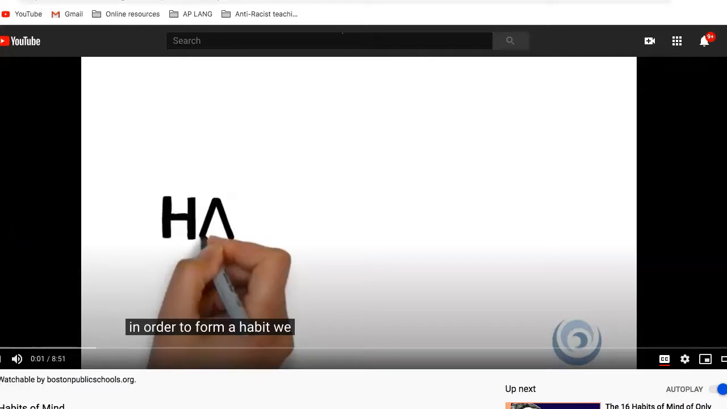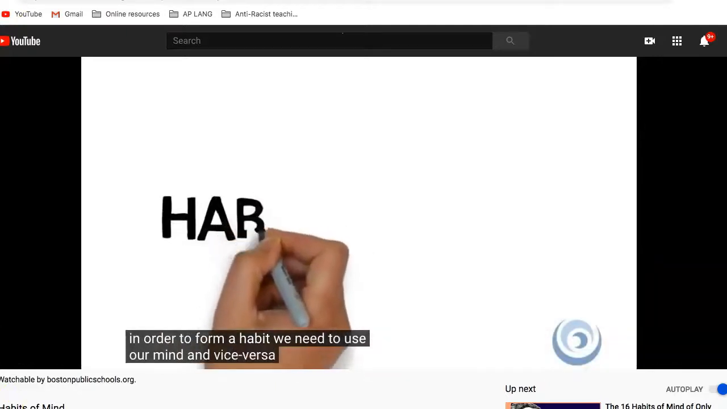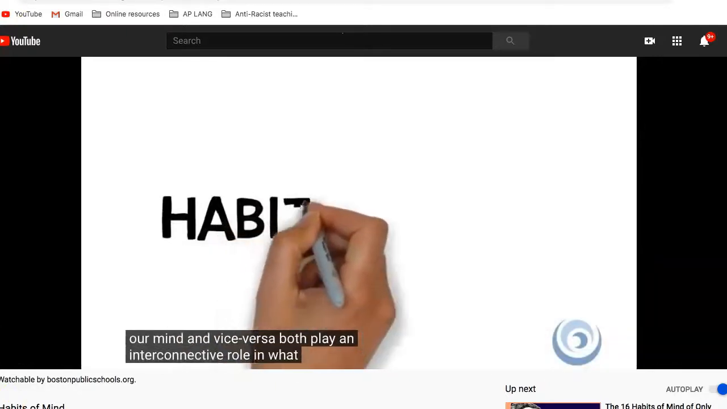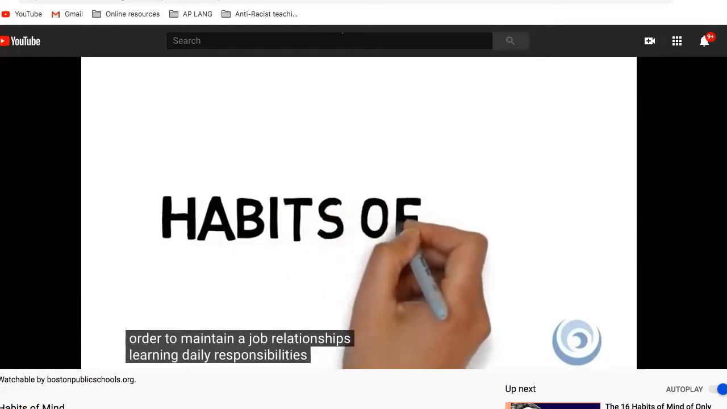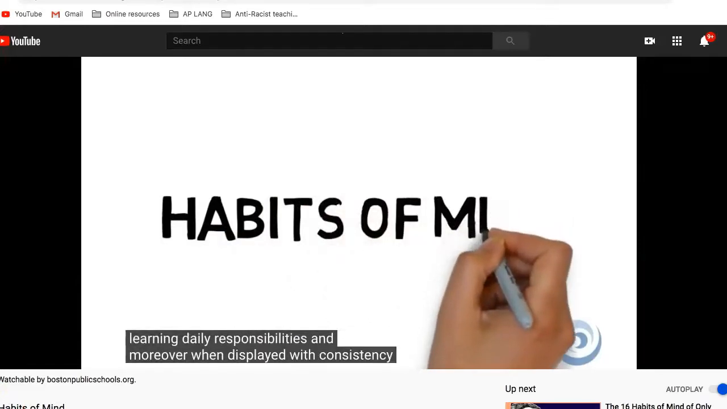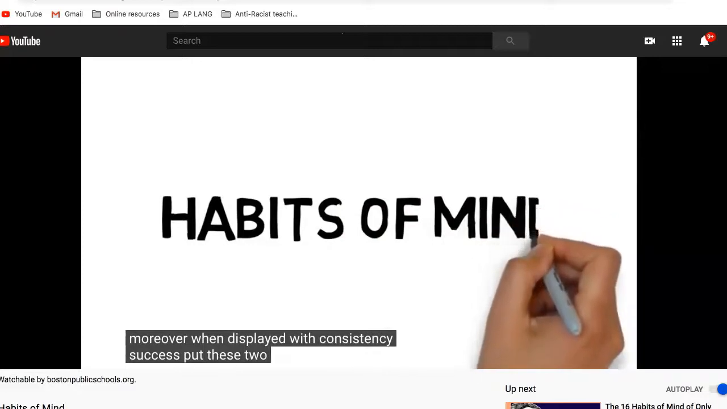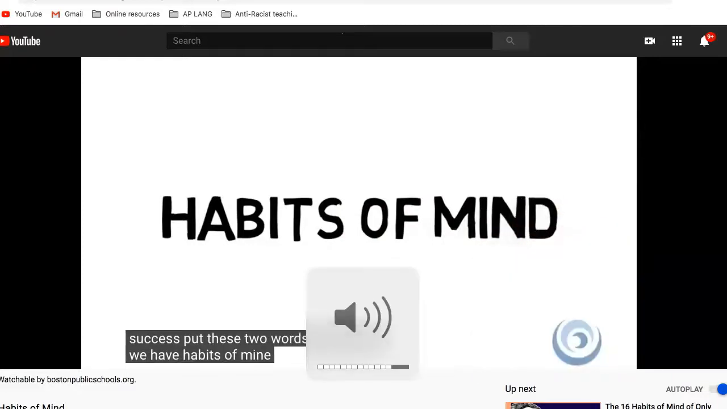Here we go. We need to use our mind, and vice versa. Both play an interconnected role in what we need in order to maintain a job, relationships, learning, daily responsibilities, and moreover, when displayed with consistency, success. Put these two words together and we have habits of mind.